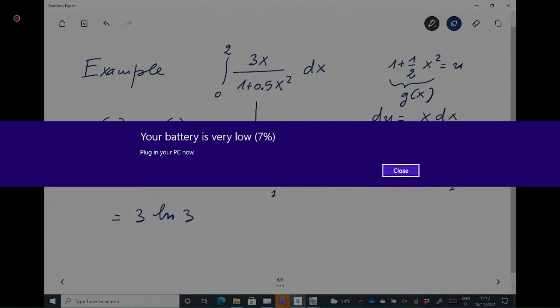As an exercise, just try to solve it without using the formal substitution, just recognizing here the derivative of a composite function.